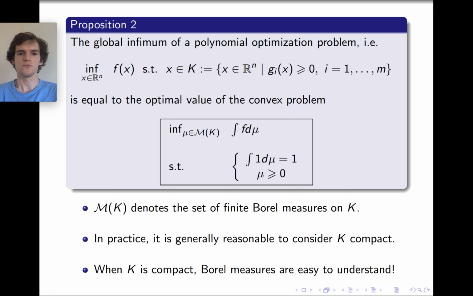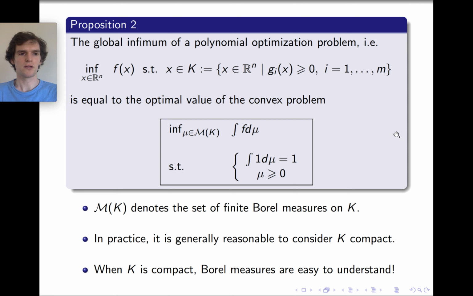You take the minimum over the finite Borel measures supported on K of the integral of the objective with respect to the measure, subject to the mass of the measure being 1. As I said, it's like a probability distribution. The mass is 1, and it should be non-negative.